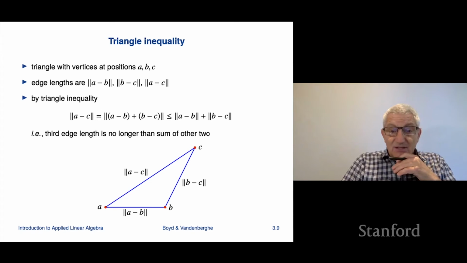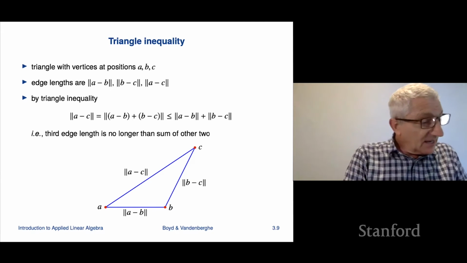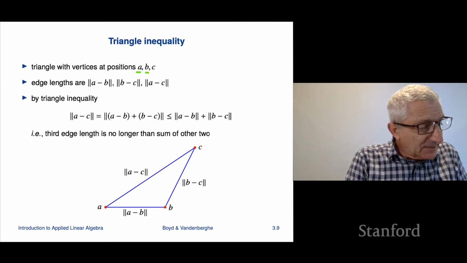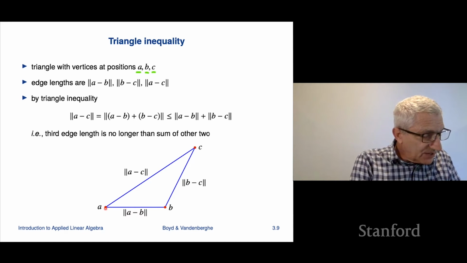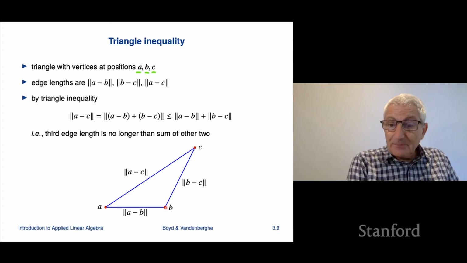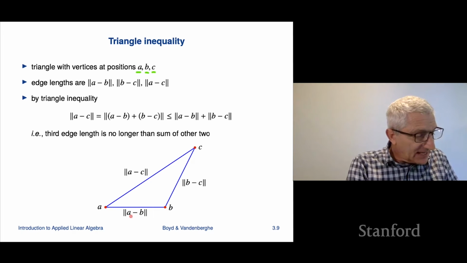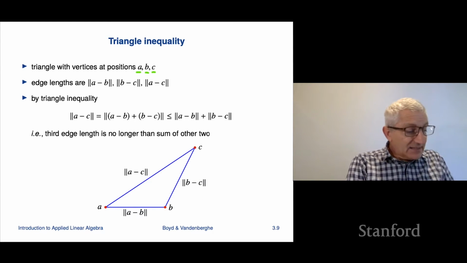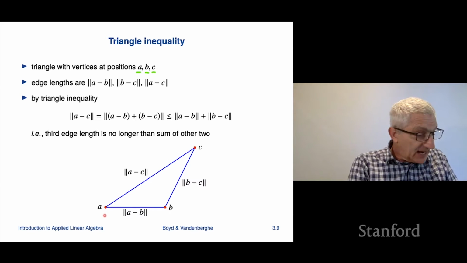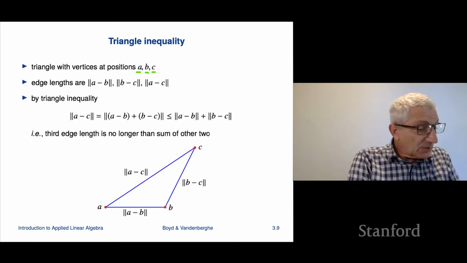Now we can get to the triangle inequality, and I can explain how it got its name. So here's how it works. Think of three positions, A, B, and C. These are all three vectors. Now the edge lengths, and I've drawn that down here. So here's A, B, and C. The edge between A and B has length norm of A minus B. The length between B and C is norm of B minus C, for example. And the distance between A and C, the length of this triangle side, is norm of A minus C. Okay? And so we're going to apply the triangle inequality.